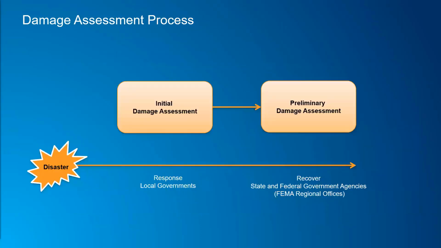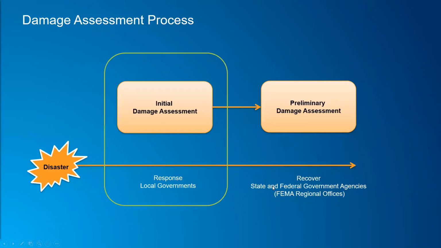The first step in the damage assessment process starts with the local level, and that is the initial damage assessment. Typically, after a disaster happens, the local government agencies, emergency managers, conduct the initial damage assessments, and that information can then be shared in the preliminary damage assessment, which is done with the state and federal agencies. The focus of the damage assessment solution then is on this step, the initial damage assessment.